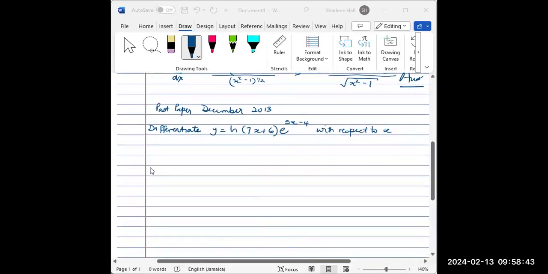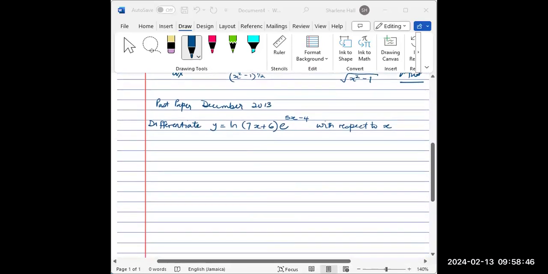It says to differentiate y equals ln(7x minus 6) times e to the 5x minus 4. What general rule do we use for this one? The differential of the exponential function is the exponential function itself. Good, but what rule do I use for it? Do I use a chain rule, a product rule, a quotient rule? What rule is this? The product rule, yes. It's a product rule, right?